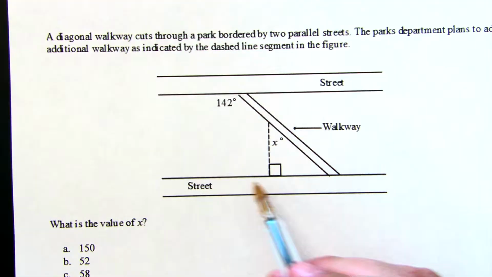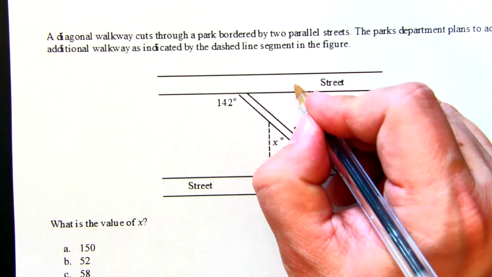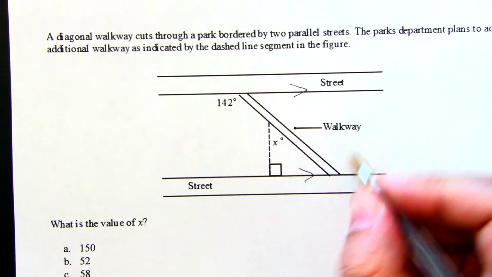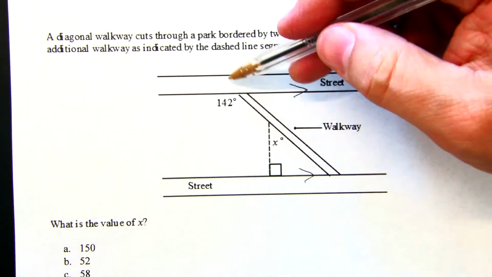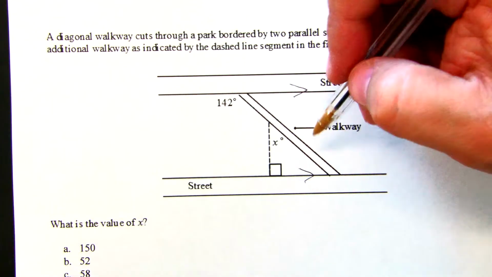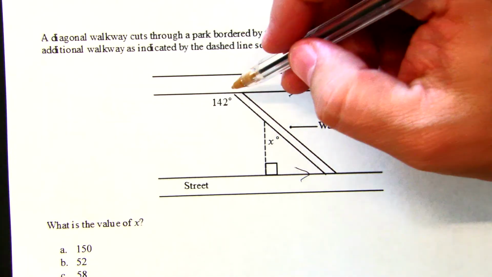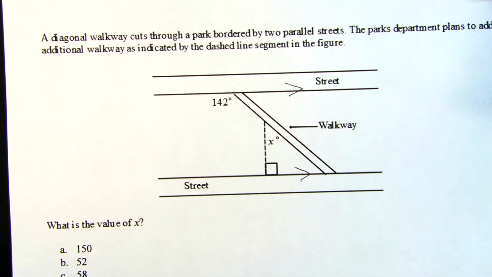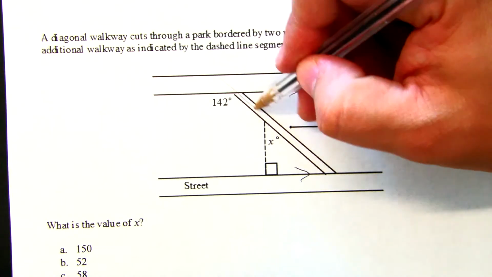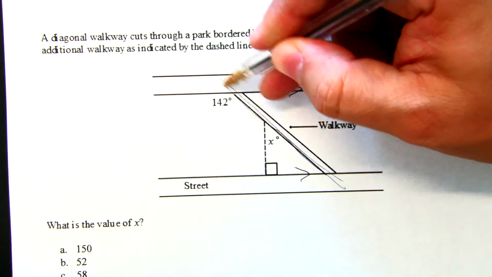Okay, so here are my streets. They're parallel, so parallel lines. Here's the walkway. When I see parallel lines, I'm looking for the transversal, because almost all the problems that have parallel lines are going to have to do something about transversals. Well, here's my walkway. It cuts through both, so that's my transversal.